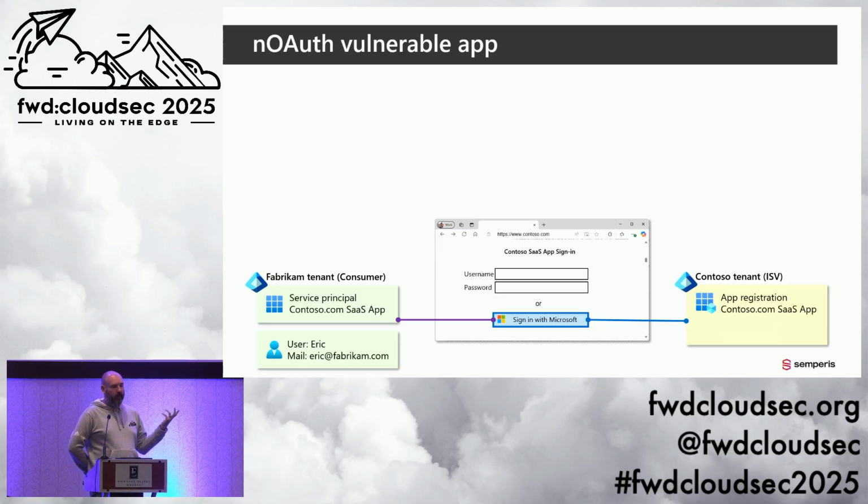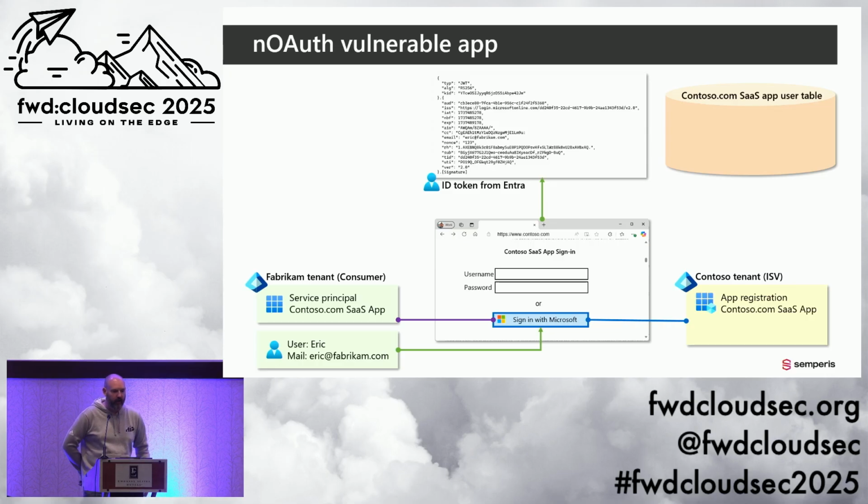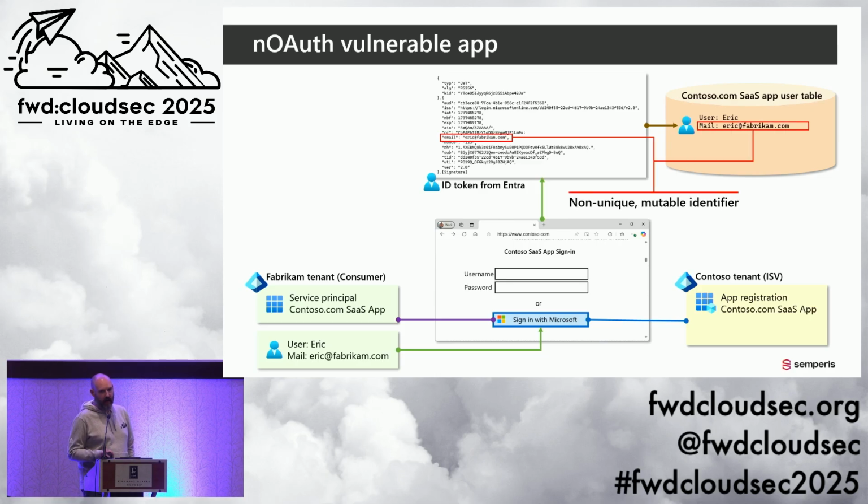In our no-auth vulnerable applications, it's going to look similar from an end user perspective. Here we're hitting sign in with Microsoft, and the application still gets that ID token. We still have our user table on the back end of our SaaS app. But the problem is that we're only focused on mutable identifiers, like email address. A developer might think, conceptually, email addresses are unique, but not think about the fact that an ID token may come in where that email address is in fact mutable data from the identity provider.